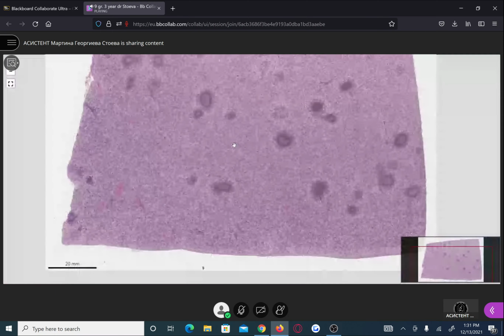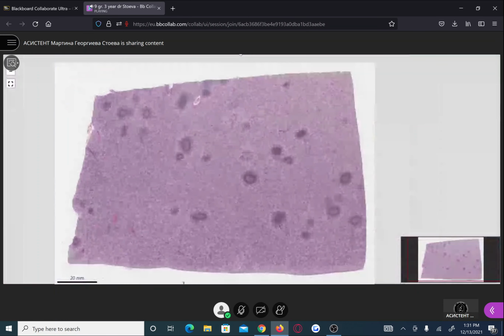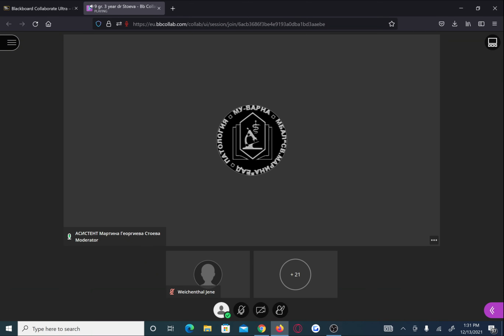Of course, if you get the slide, you can be asked also about other examples of storage diseases. So please learn the classification and a few examples from each group.